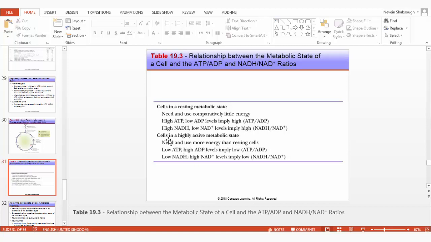When cells are in a highly active metabolic state, they consume ATP, so ATP is low and ADP is high, and they consume NADH, so NADH is low and NAD+ is high. So we have a low energy charge. This turns on the oxidative enzymes. As you can see, the relationship of energy requirements to enzyme activity is the basis for the overall regulatory mechanism exerted at a few key control points in metabolic pathways.